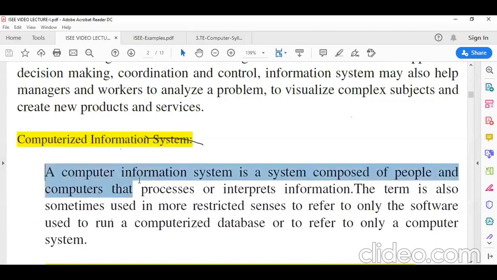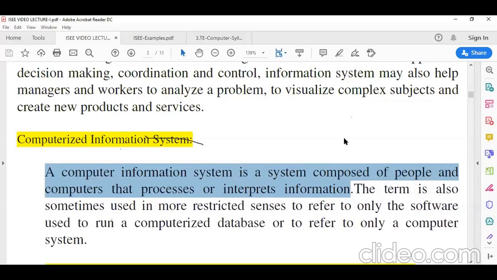Let me tell you the definition. A computerized information system is the system composed of people and the computers that process or interpret the information. Is this definition completely relevant or not? The system is composed of what? People and the computers.